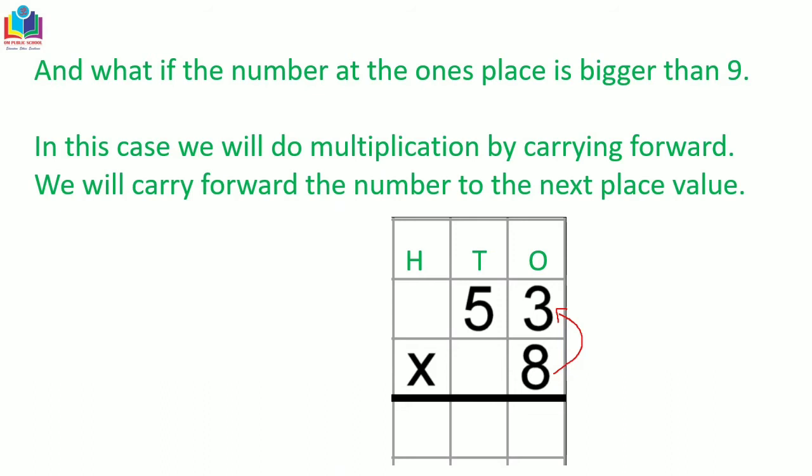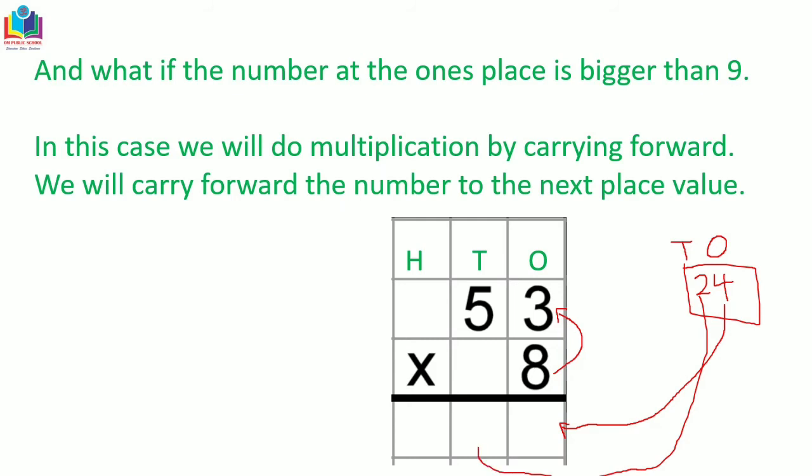Like, if we multiply 8 with the number at the ones place, 8 into 3. If you remember your table, you know that 8 into 3 is equal to 24. But this is a 2-digit number, so we will not write the 2-digit number over here. This 4 is a number of the ones place value and 2 is a number of the tens place value. So we will only write this 4 over here on the ones place value and we will write this 2 over here, but not now. We will carry forward it. But how are we going to do it? Let's see. First, let's write 4 here.